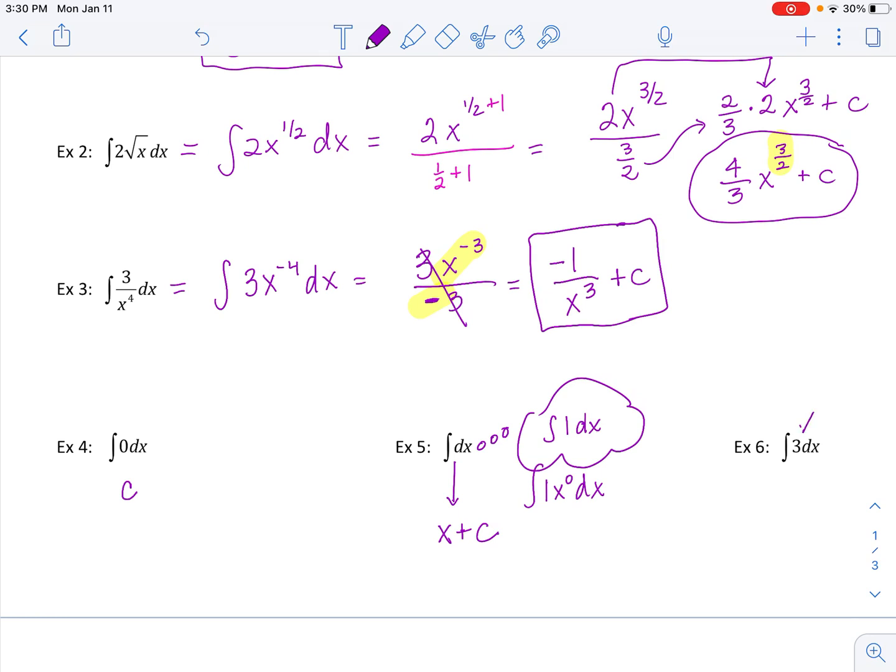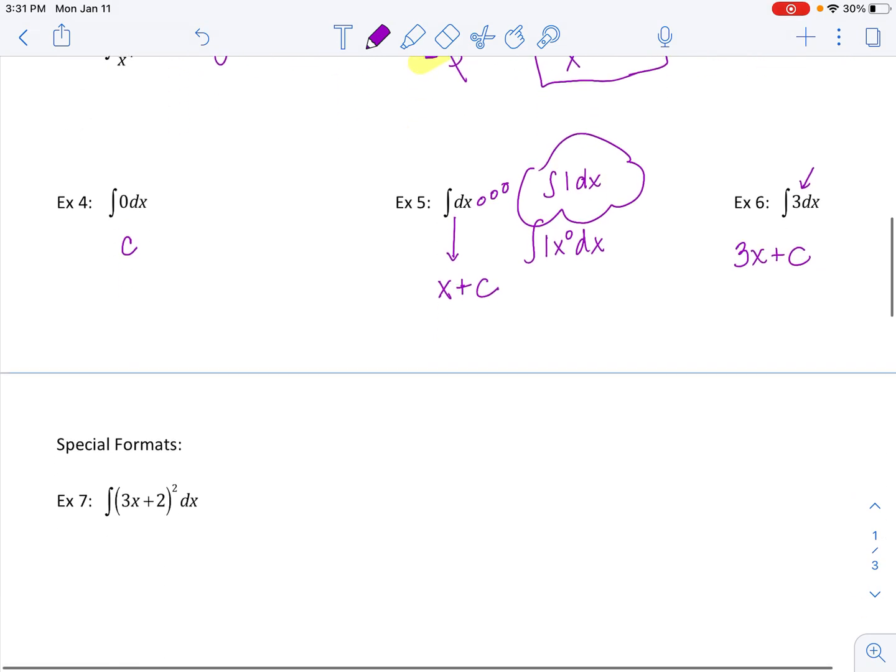So anytime you have a constant here, whether it's a 1 or a 3 or a 5 or a -2, technically we're just attaching the x to it, and then adding the constant of integration. So those will come up from time to time.